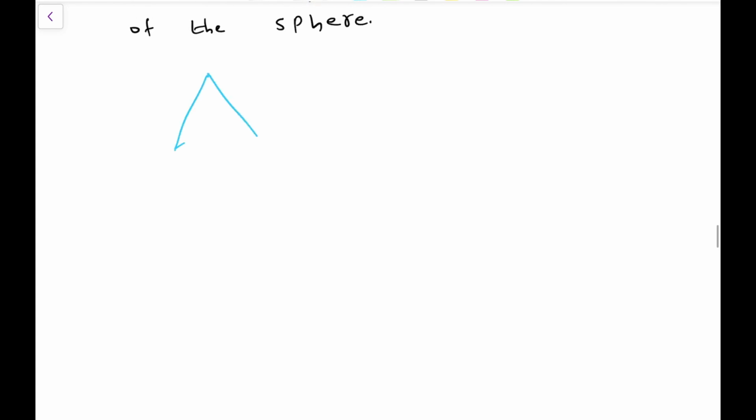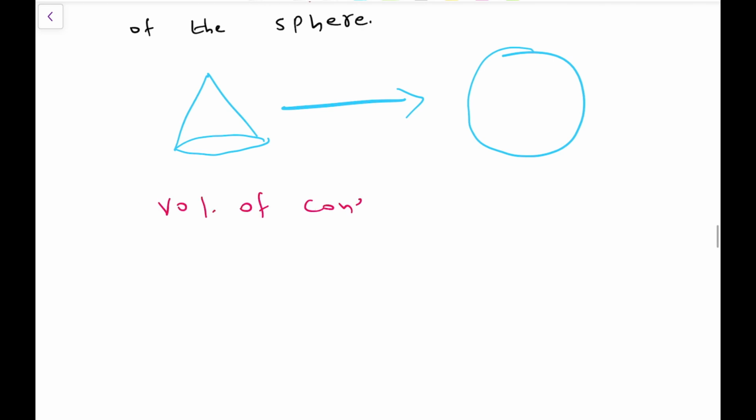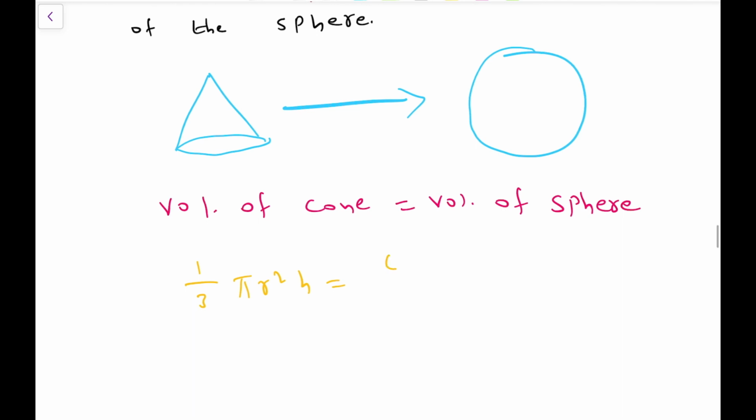Conical shape, he is trying to convert to a sphere. Always in solids, if one shape or solid is changing to another solid, the volumes of those figures will be equal to each other. So it means volume of cone equals volume of sphere. What is the formula for the volume of a cone? 1 by 3 pi r square h equals the volume of sphere, 4 by 3 pi r cube.